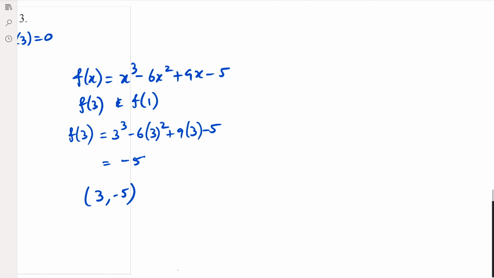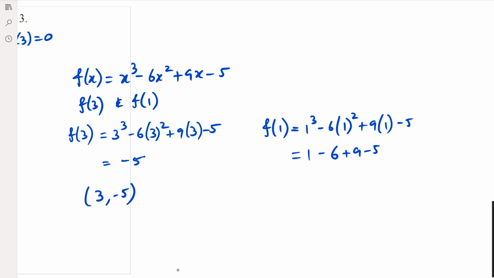And then my second point, which is f of 1. So f of 1 is equal to 1 cubed minus 6 times 1 squared plus 9 times 1 minus 5. So I've got 1 minus 6 plus 9 minus 5, which actually gives me negative 1. So this point is 1, negative 1.